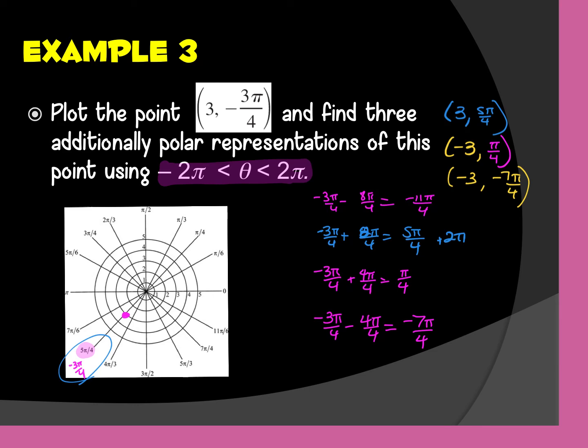So this said, plot the point, which we did over here, and then find 3 additional representations of the same point. If we actually plot each of those points, that's how you can check to make sure you're right. They should all end up in the same spot.